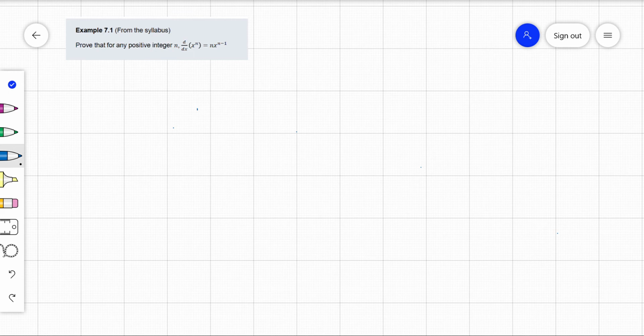Alright, let's give this a go. So prove that for any positive integer. So just remember, when we're proving by induction, we're only proving for our positive integers. So even though this actually works for other numbers, note that the question says prove for any positive integer. So we can do induction for this one.